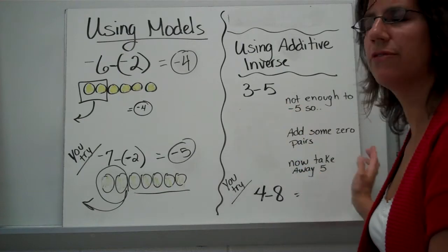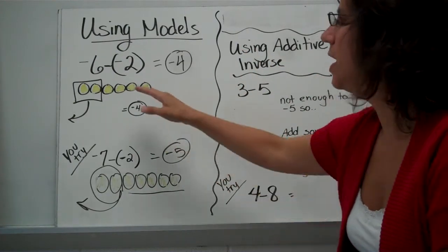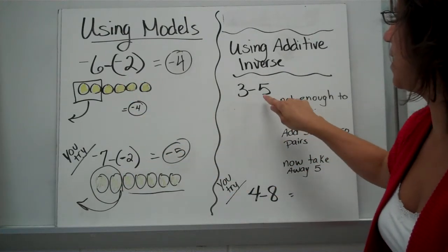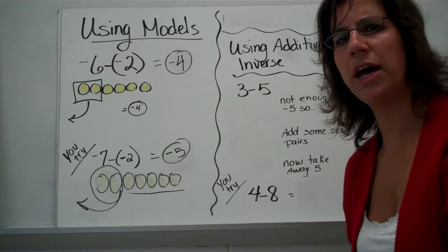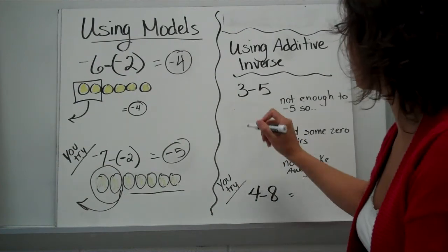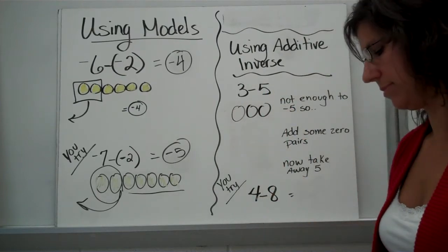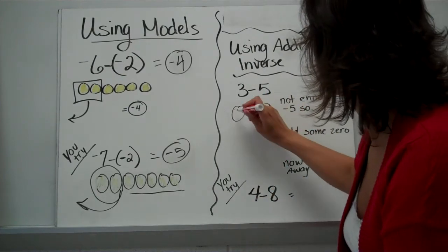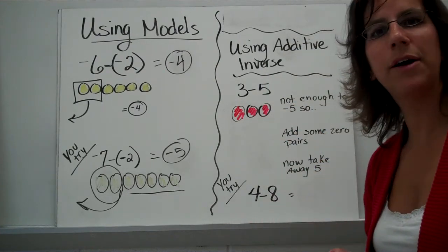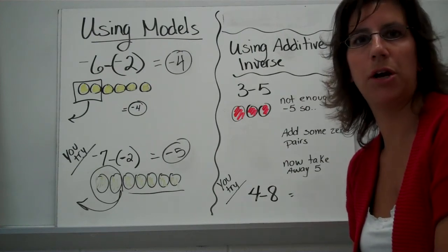Now let's talk about using the inverse, because sometimes you're not going to have problems that are quite as simple as just taking away what you already have. What happens if you have 3 minus 5? Let's see what kind of problem this will pose to us. We've got a +3. So go ahead and draw a picture of +3. Remember, positive is red. All right, and we need to take away 5. Well, we don't have enough to take away 5.